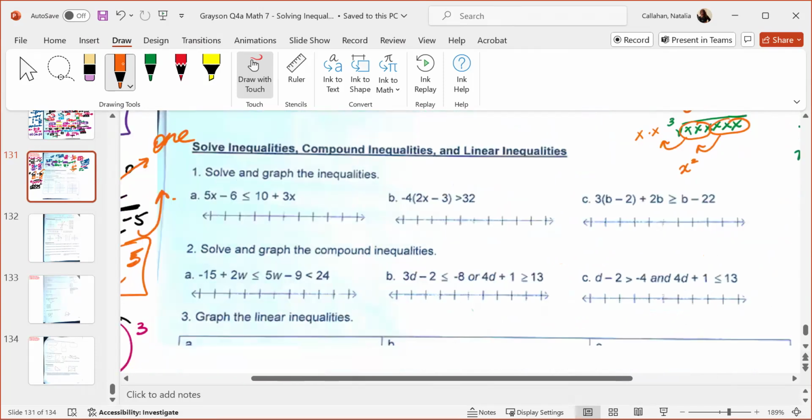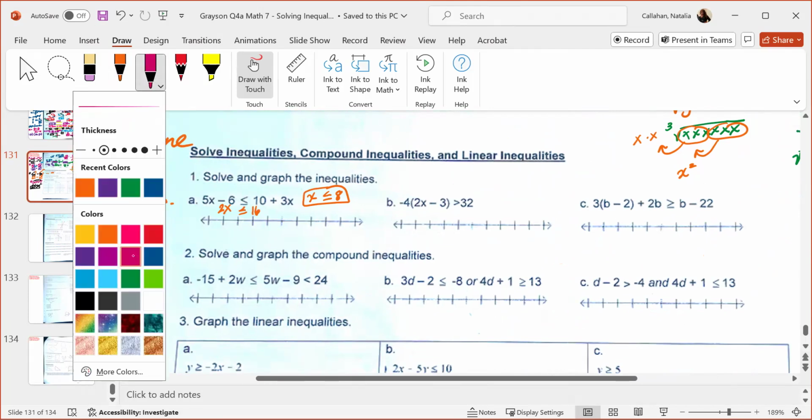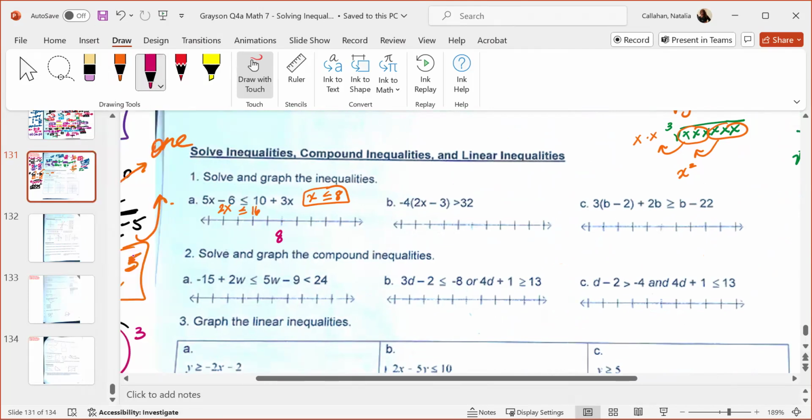All right, 1A on solving inequalities. We do have to go ahead and move this a little bit. So subtract the 3x on both sides, you'll get a 2x, correct? Add the 6 on the other side, less than or equal to 16. Divided by the 2, x is less than or equal to 8, right? So when we go ahead and graph this, let's just say this is it right here. It is going to be a closed circle going to which direction?